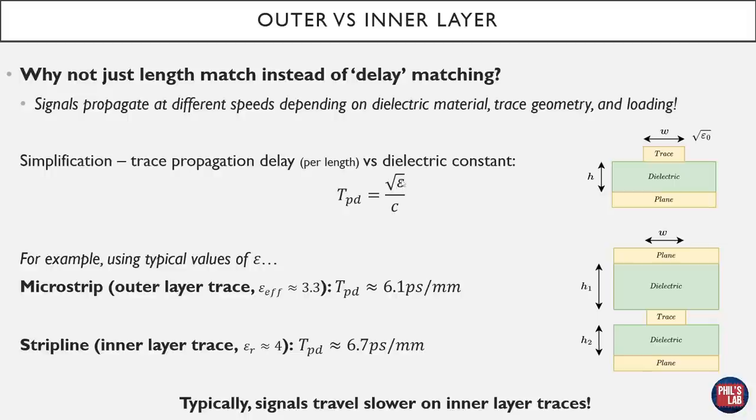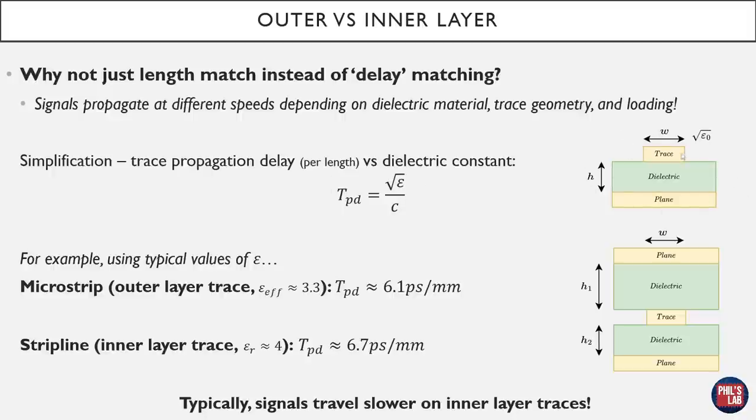The variable we have here is epsilon, which is our dielectric constant. As you are probably aware, for example, an outer layer trace has a different dielectric constant than typically an inner layer trace. And depending on what type of dielectric material we use between our forward and return path, this will of course alter the dielectric constant. We can use different cores, different prepregs, and these will have different epsilons, and therefore the trace propagation delay will change. This is shown on the right-hand side.